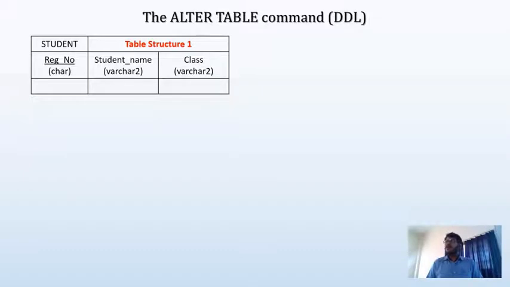But here I forgot to insert a division column, because we have different divisions in our college. So that's why I need to insert a new column. Even though we have created the table structure and even inserted a record within this, now we have to add one more column by using the add option.